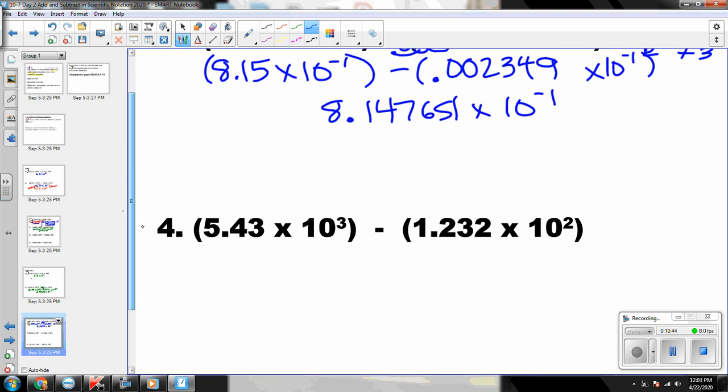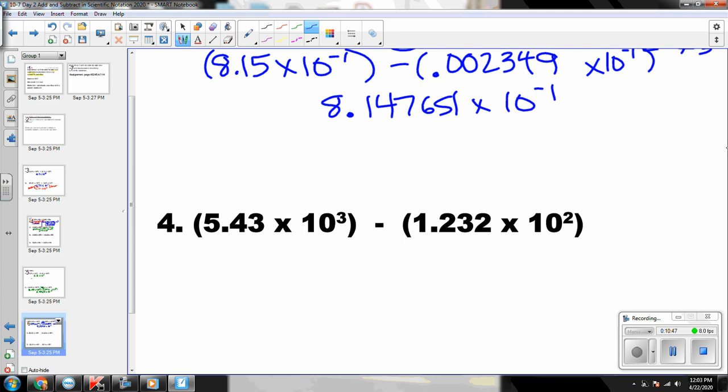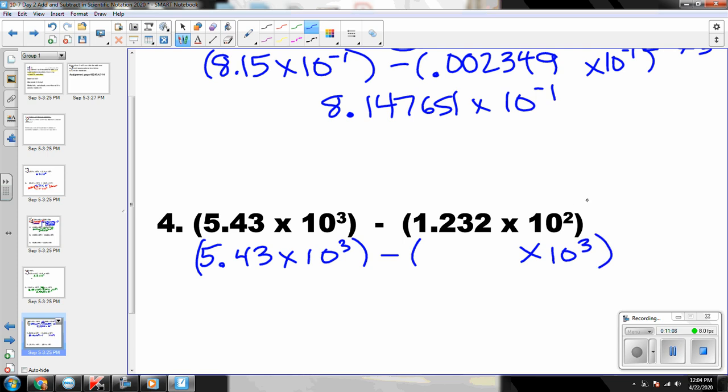Okay, looking at number 4, we're going to subtract. Check your exponents. Are they the same? No, they're not. I have a 3 and a 2. So I'm going to pick the higher one, which is 3, which means I'm going to keep the 5.43 times 10 to the third the same. I'm going to change the second number times 10 to the third. So let's see, what did I do to 2 to get 3? I made it larger. How much larger? Well, I added 1. So that means I need to make the beginning number smaller, and I need to move my decimal point once. It needs to go to the left to get a smaller number. This would be a 0.1232.